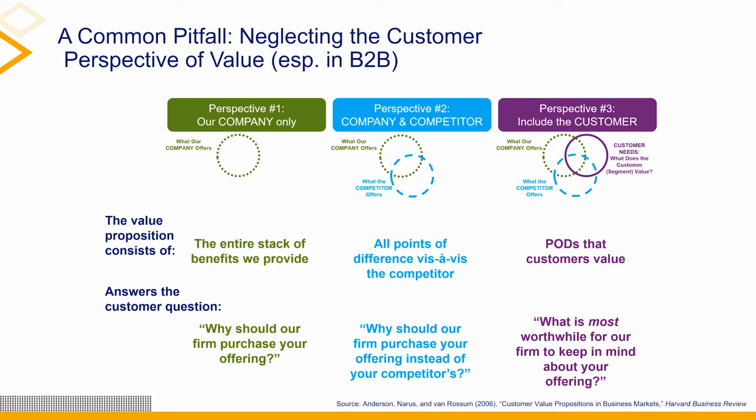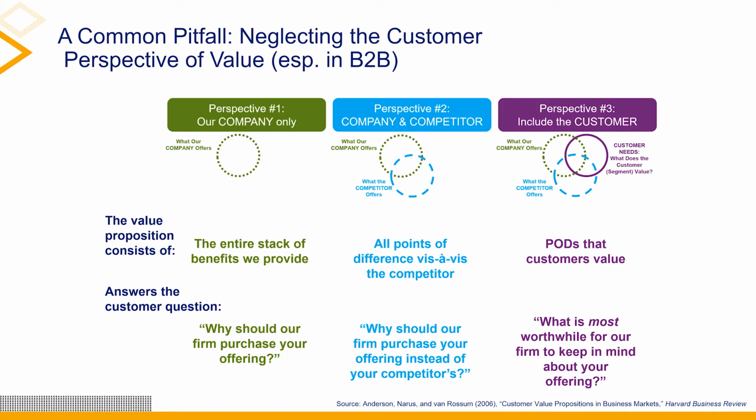They highlighted three perspectives firms take. Number one, shown in green, is the easiest path and almost always compiled by sitting at your desk. Unfortunately, this approach is too common in practice. Firms define their value proposition as the entire stack of benefits they provide without any consideration of customer needs or the competitor offerings. Number two, shown in blue, defines the value proposition as all points of difference vis-à-vis the competition, i.e. wherever we are different adds value. Regrettably, this too is largely compiled from one's office desk.